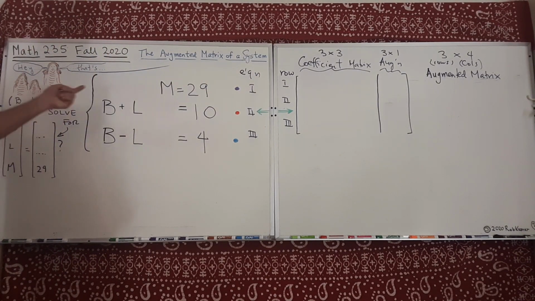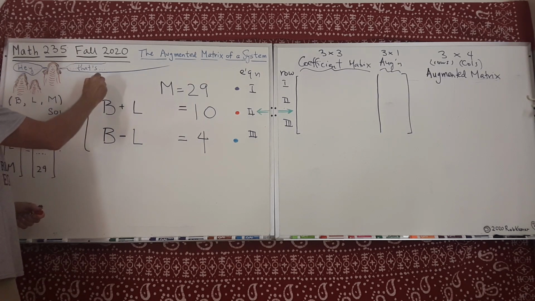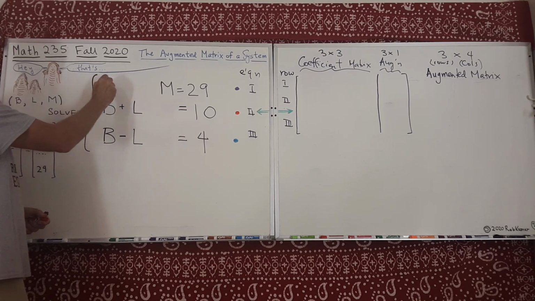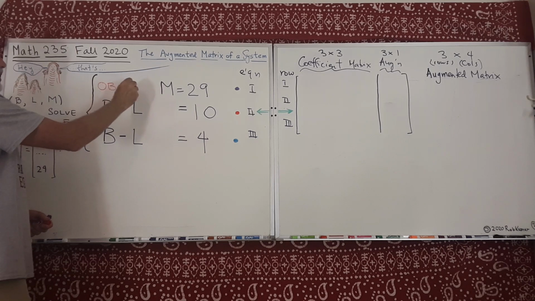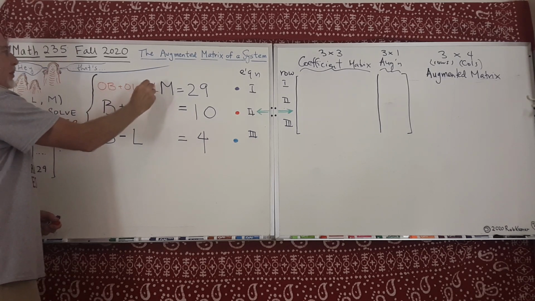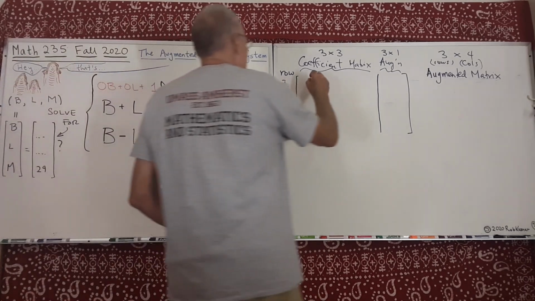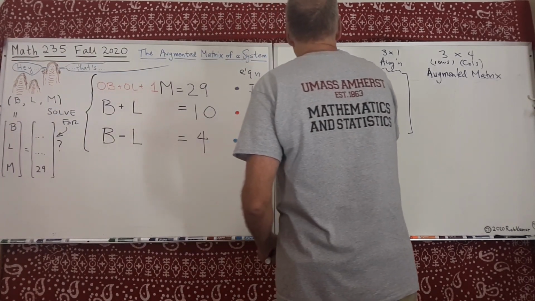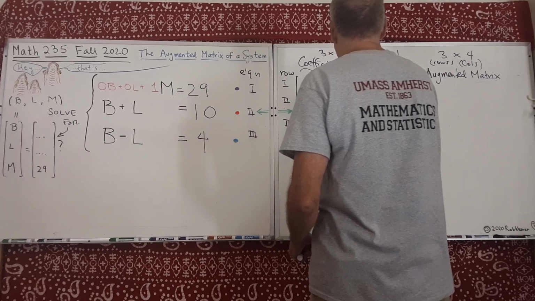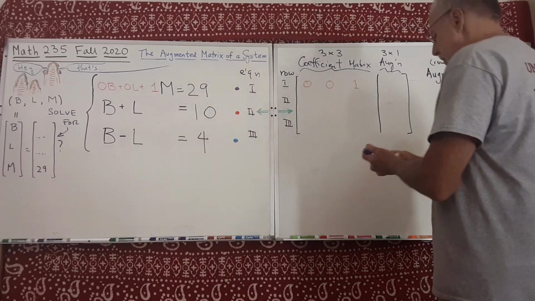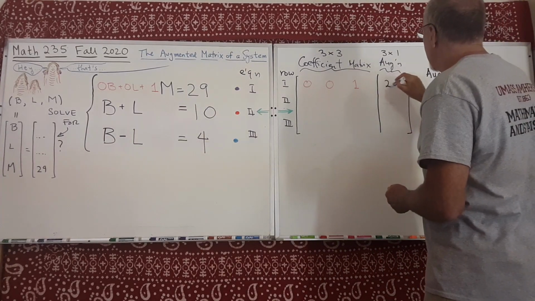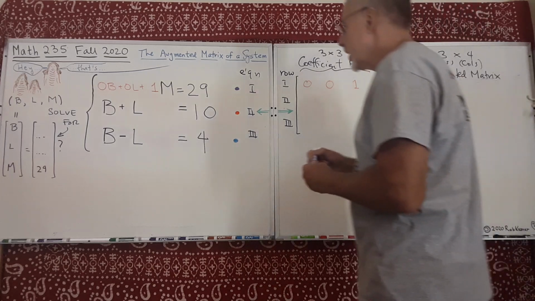Okay. Well, how do we get that matrix? Well, this equation doesn't seem to involve B or L at all, but it really does, right? Because what is it really? It's really the equation 0b plus 0l plus 1m equals 29. So the coefficients here would be 0, 0, 1, and maybe I'll put the augmentation in purple, 29.